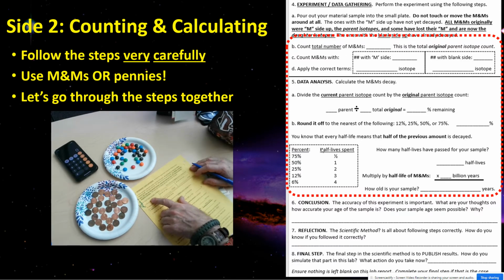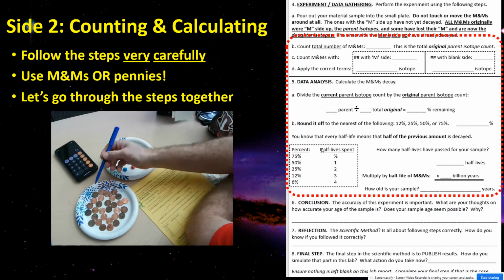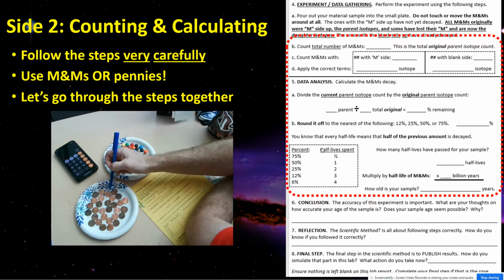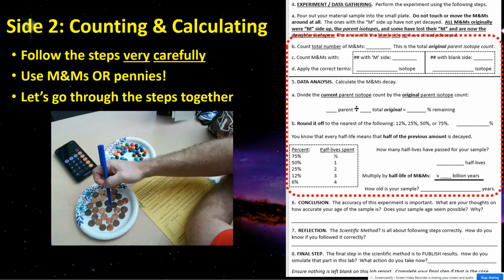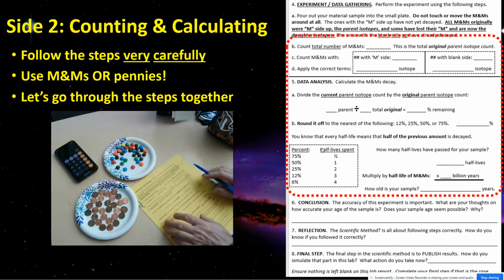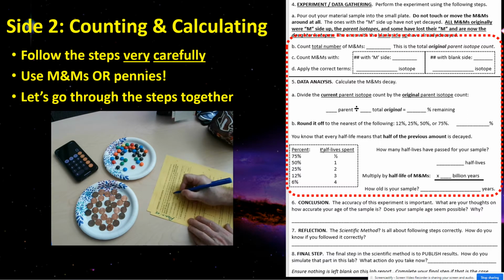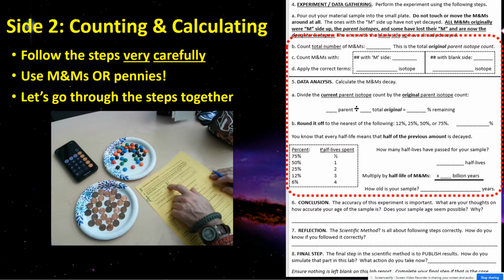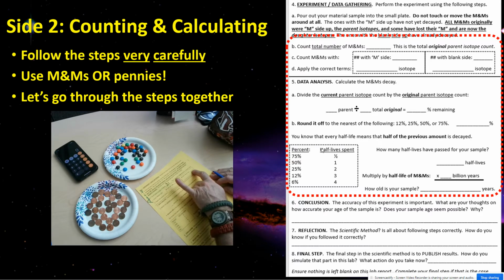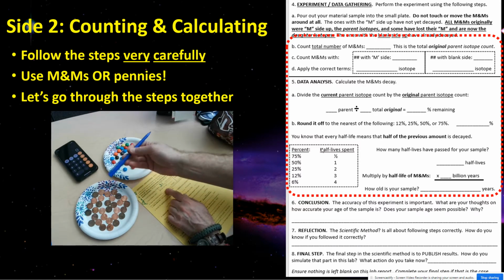It says count the total number of, in this case, pennies. All right, so I'm just going to count to myself. 1, 2, 3, up to 30. I lucked out. Oh, and there's one hiding. I'm going to make that 31. Now, I will double check that in a moment when I compare the parent isotope and the daughter isotope and make sure they match up. Okay, so total with M side up, in this case heads.